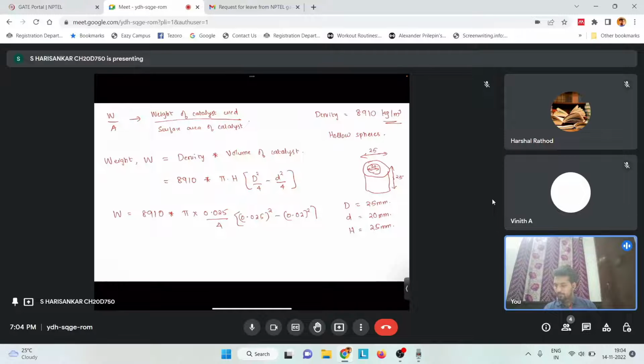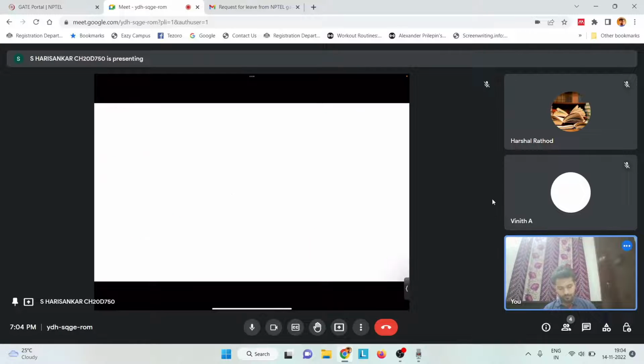If we do the math here, we'll get the final answer for weight in terms of pi as W equal to 0.01253 into pi kgs. Now let us move on to the area of the catalyst. So again, this is a hollow cylinder.